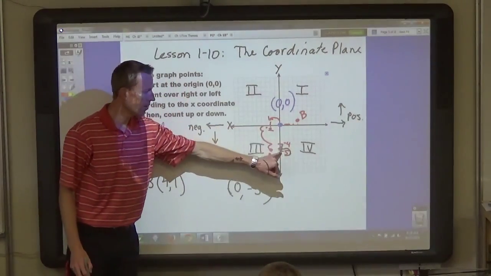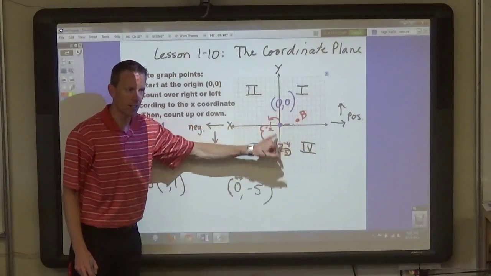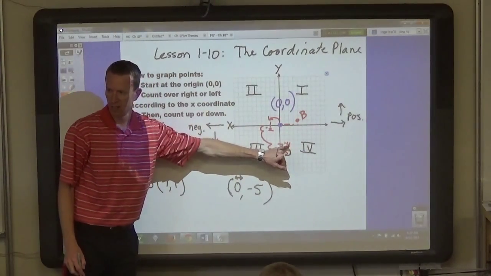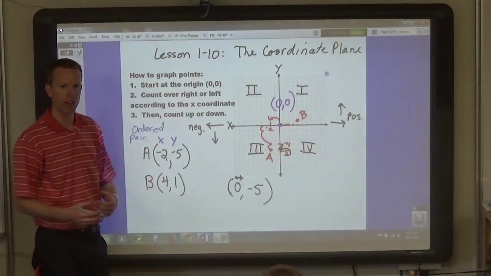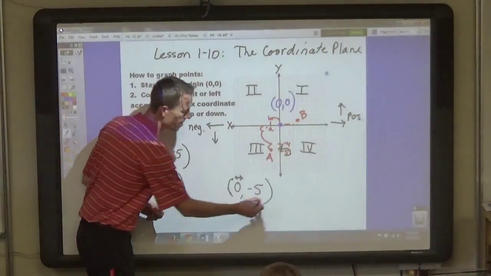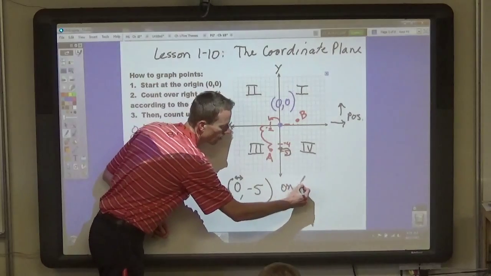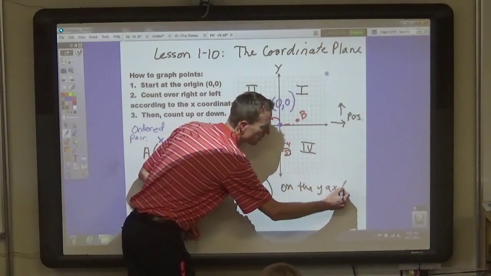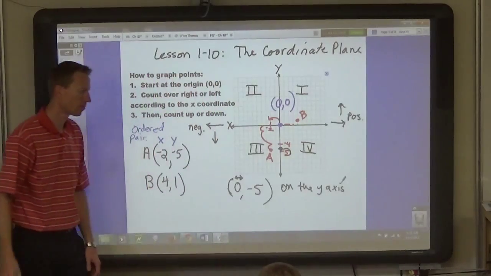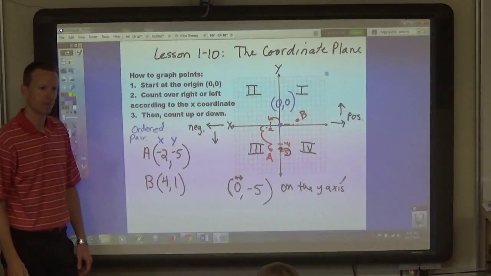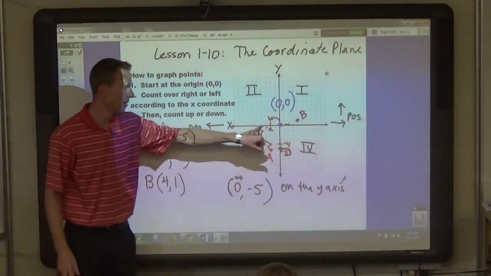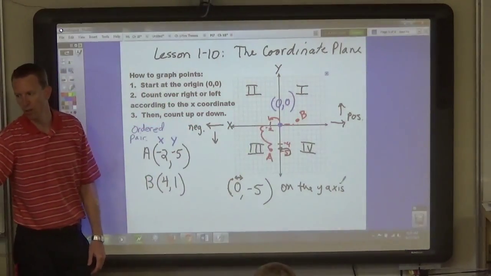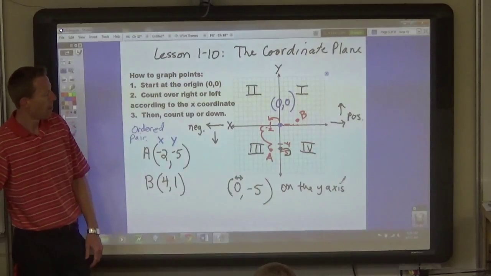So it's straight down. This point is not in any quadrant then. And so if you were to describe where that point is, you would say that it's on the y-axis. Okay? Or if it's on the x-axis, you write on the x-axis. It's not in any quadrant. Okay?